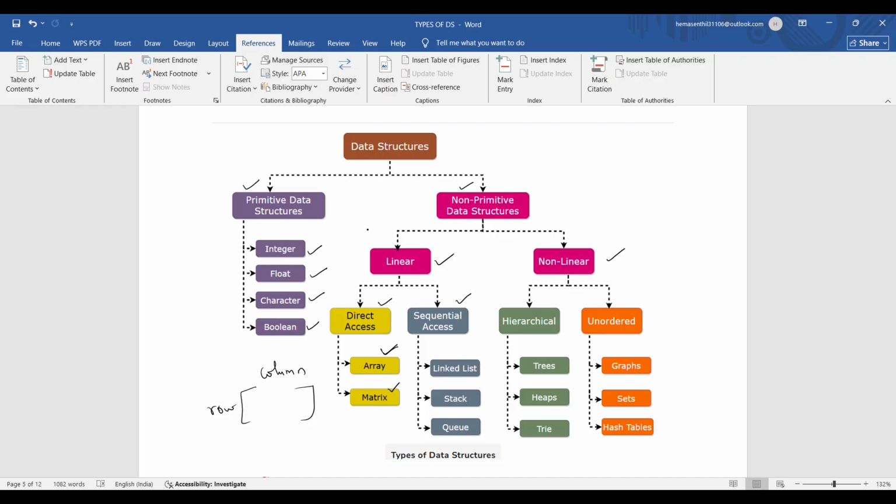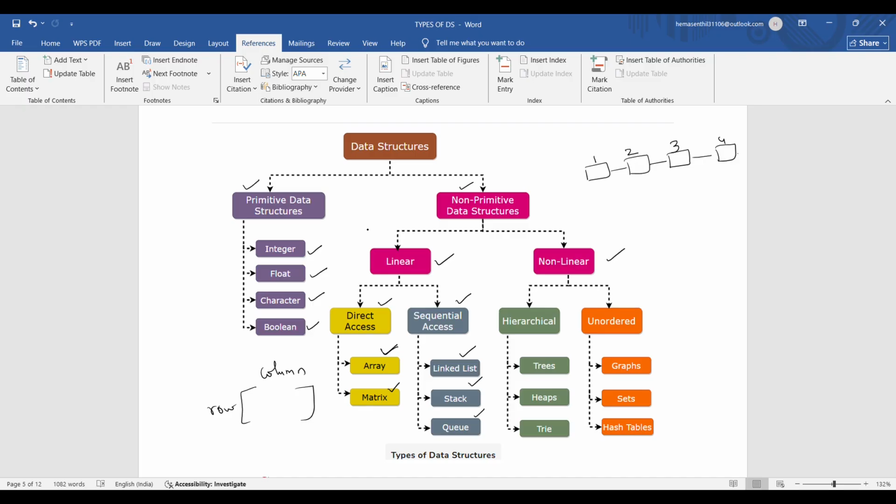When it comes to sequential access, what is the meaning of sequential access? One data will be connected to the next data, and it keeps on being connected. So sequentially, if I reach the first one, I can give the connection to the second one. If I reach the second, then I can go to the third, then the fourth, and it keeps on continuing. That is sequential access. In that we will have three types, that is linked list, stack and queue. In the next video onwards, we will discuss each topic in detail.